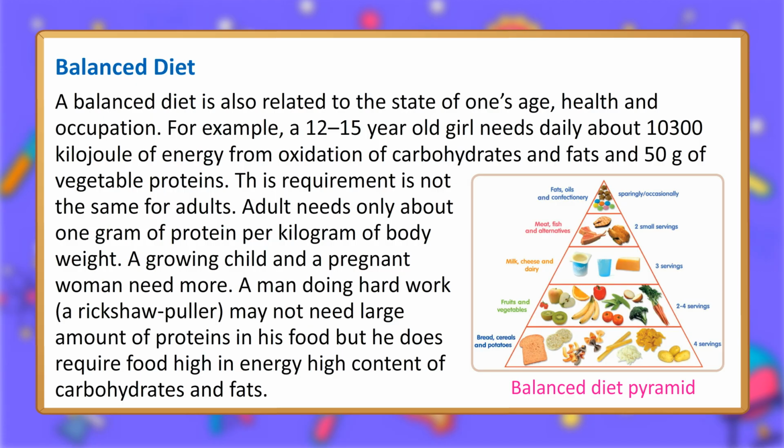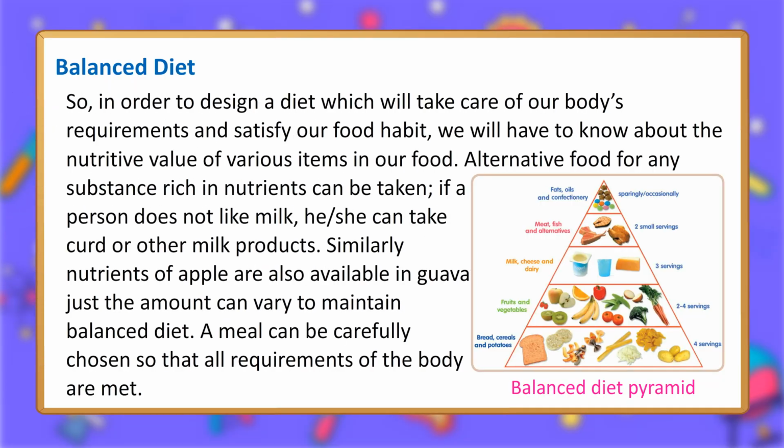This requirement is not the same for adults. An adult needs only about 1 gram of protein per kilogram of body weight. A growing child and a pregnant woman need more. A man doing hard work, a rickshaw puller, may not need a large amount of proteins in his food, but he does require food high in energy, with a high content of carbohydrates and fats.